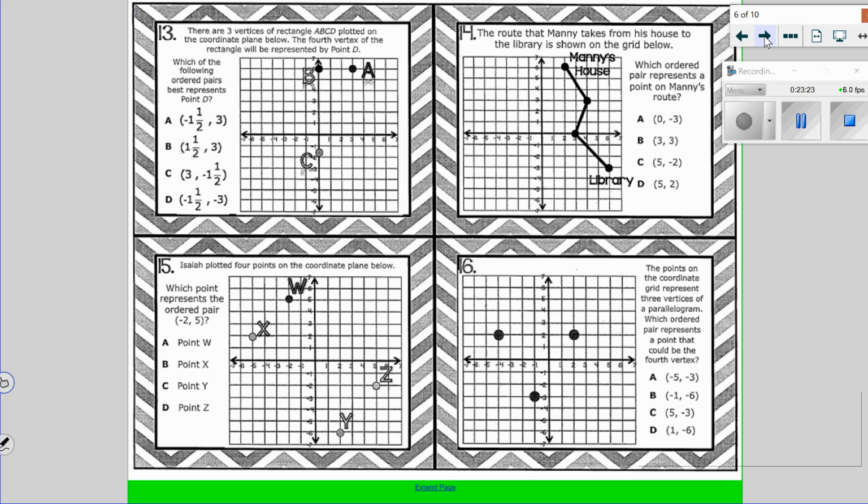Okay, number 11, or 13, sorry. They gave me 4 points, so I know this fourth one has to be here. So it's going to be positive 3, down 1.5. That gives us Charlie, C.